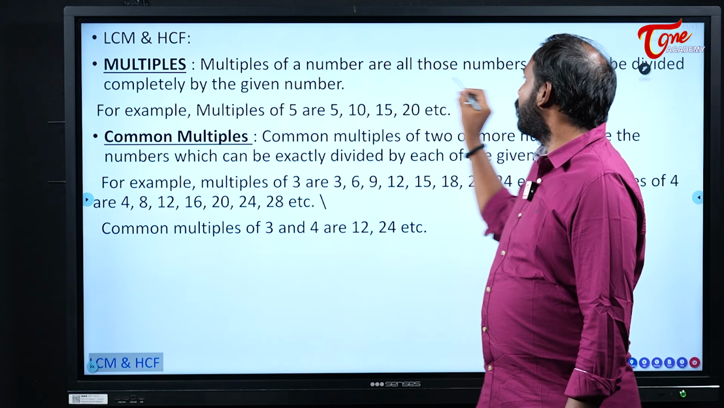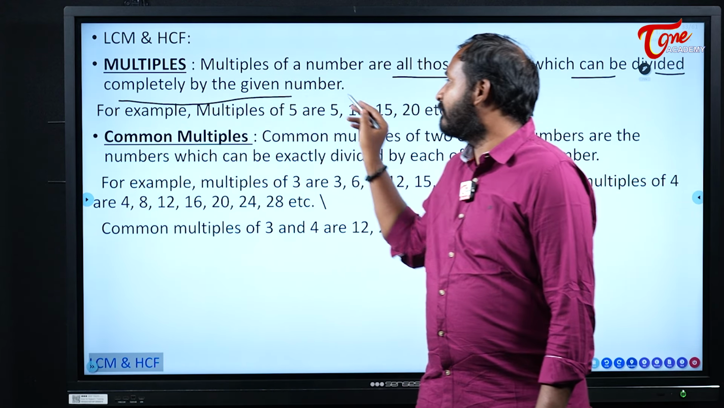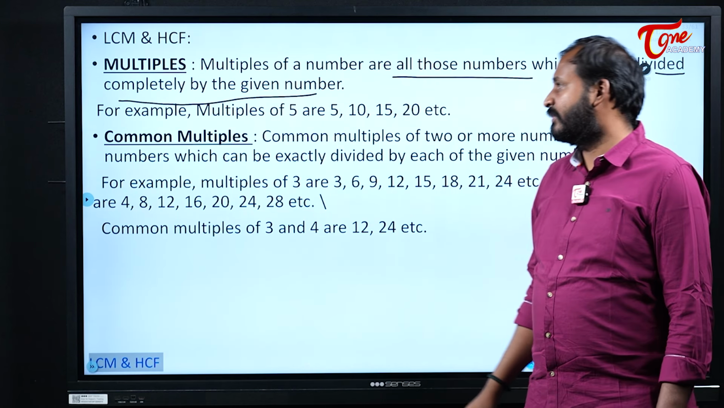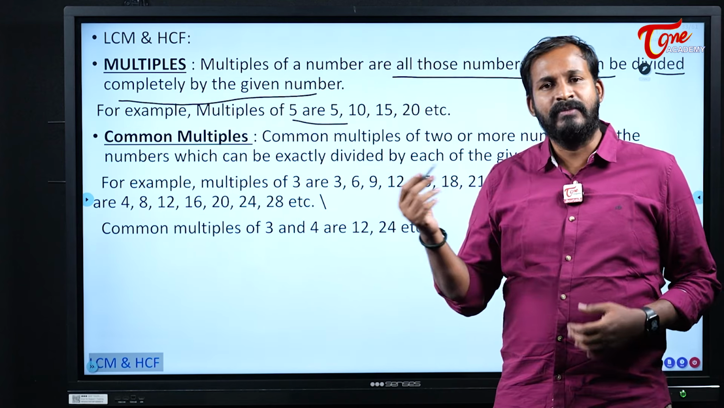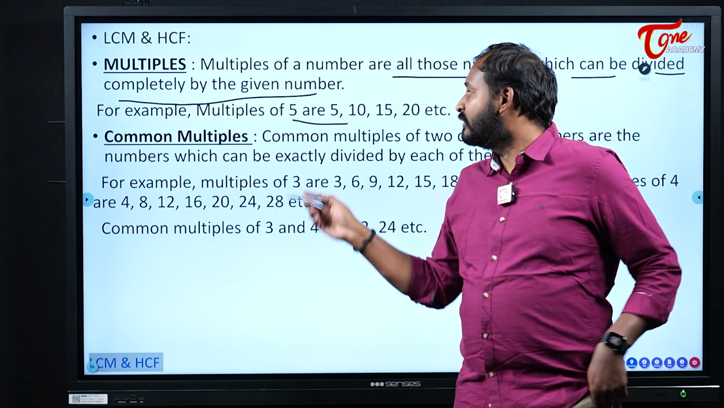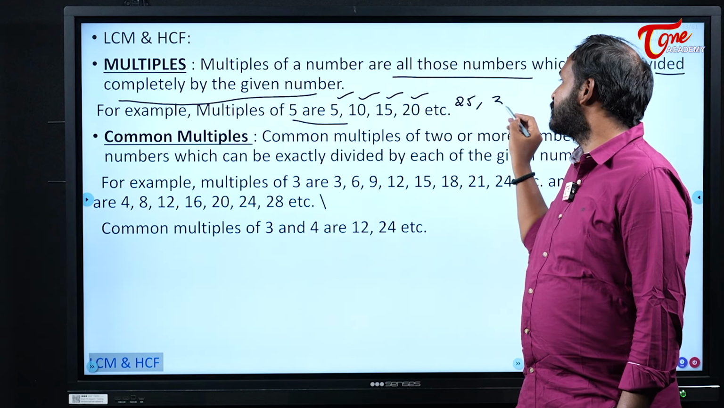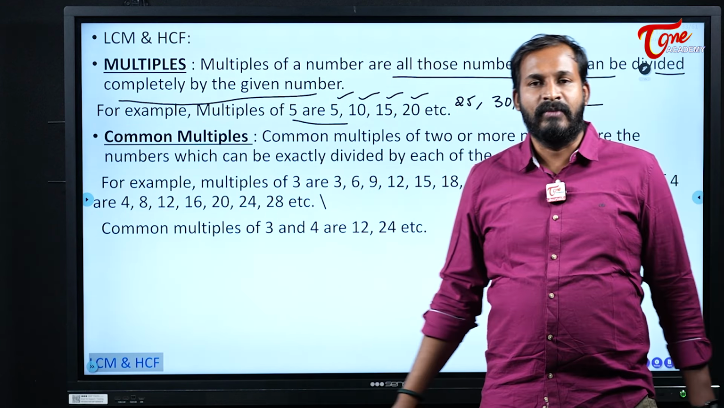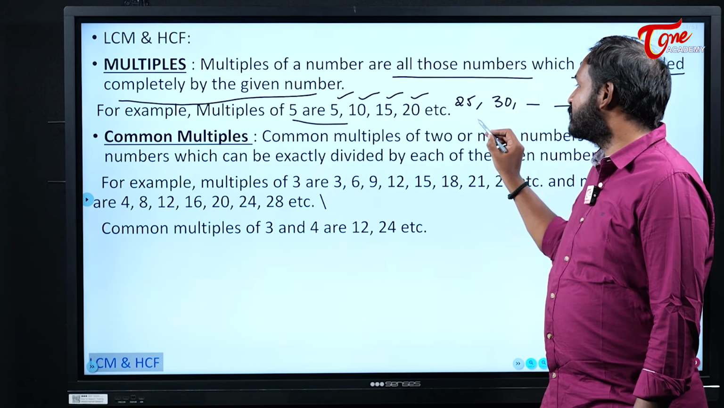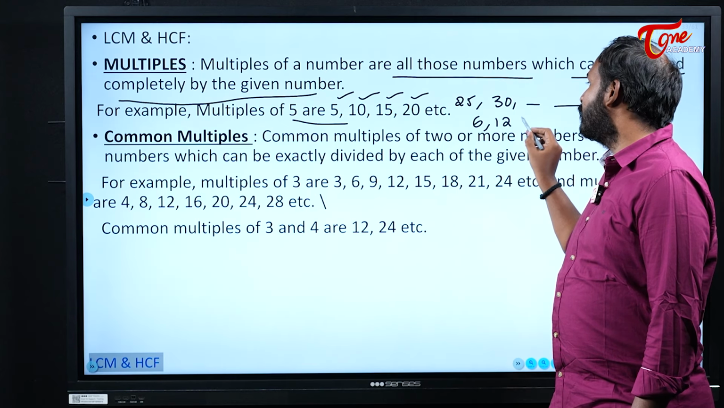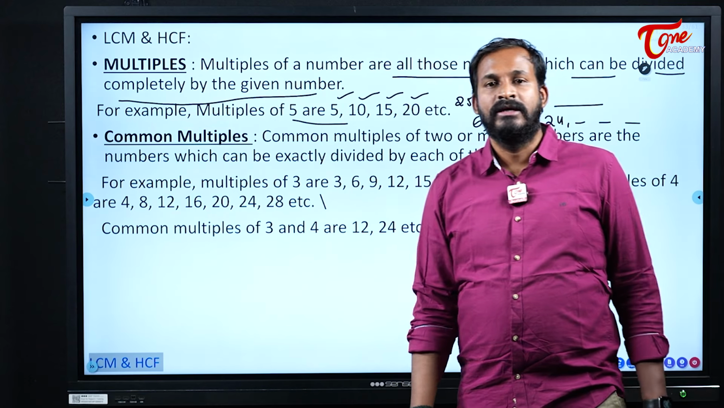Multiples of a number are all those numbers which can be divided completely by the given number. That means, take for example, 5. What are the multiples of 5? Nothing but the numbers which we usually see in the table of 5. So, 5, 10, 15, 20, 25, 30 like this. All the numbers are multiples of 5. For example, the multiples of 6 are 6, 12, 18, 24 like this.